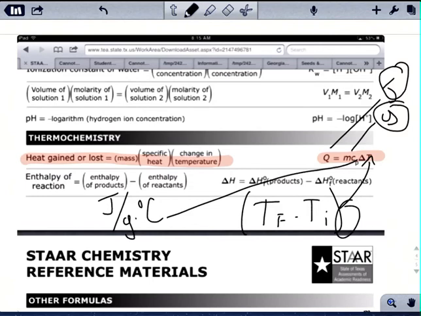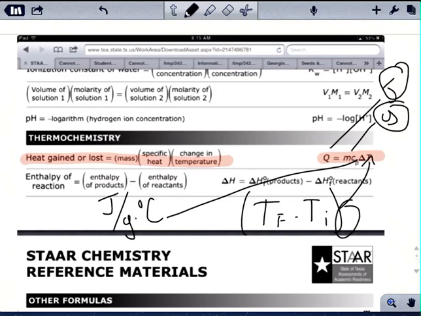Realize what specific heat is. It's a value that every single substance has, and we use it basically to tell us how much energy it requires to raise the temperature of 1 gram of that substance 1 degree Celsius. Basically, it tells us how much energy can be absorbed by that substance.